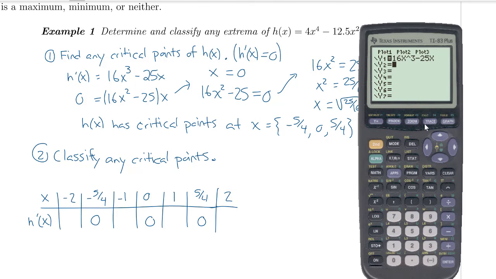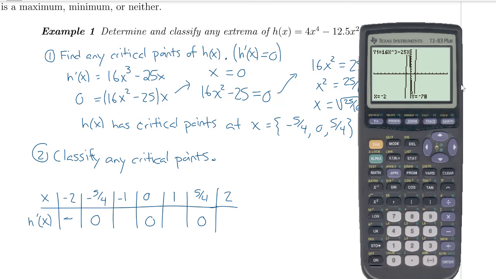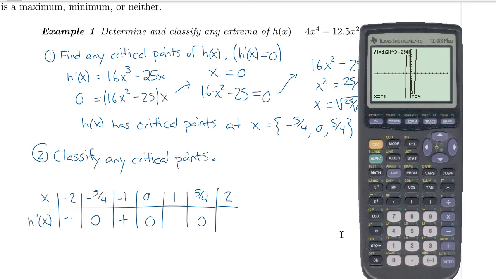So you can do this in two ways. The trace is probably equally as quick, but you should know both of them because they're just useful. So the trace button, just hit trace and it'll automatically plot it. And then as long as your window contains these critical points, you can just enter, for example, negative 2 as our first value of x, and you can see y equals negative 78. So that tells us our derivative is negative at x equals negative 2. So we just put a negative number there and move on. Then you can do this at negative 1 and see we have a positive value and so on. So this is a really quick way to do this.